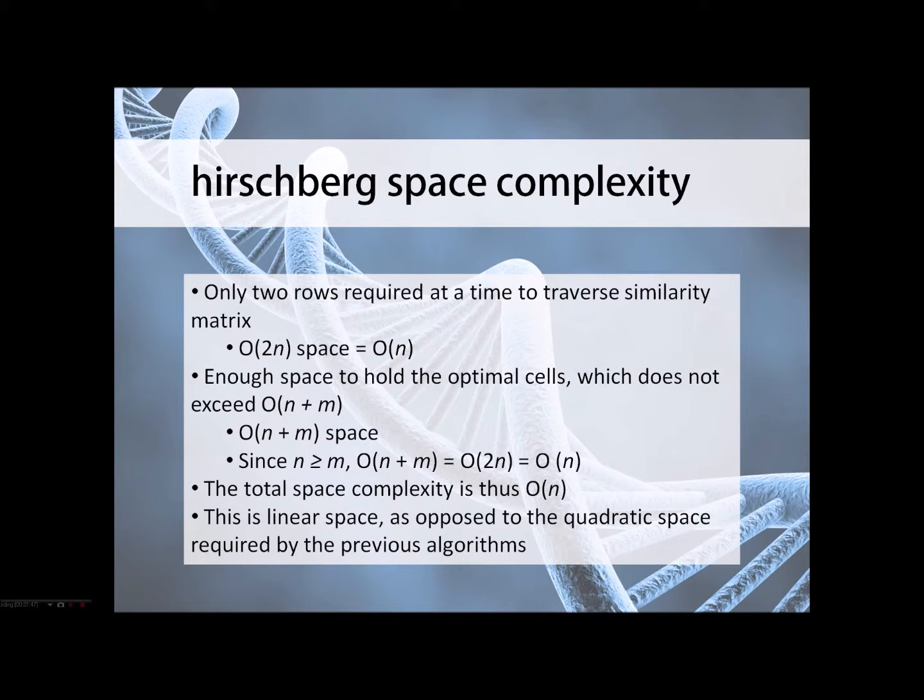The space complexity of the Hirschberg algorithm is where it shines over the previous 2 algorithms. Because only 2 rows are being worked on at once, we only need O of 2 times n space, which is just n. We also need to hold the optimal cells, but this does not exceed n plus m size. And assuming that n is greater than m, this leaves us with O of 2 times n, which is again just O of n. So the total space complexity is just O of n. This is linear space, as opposed to the quadratic space required by the previous 2 algorithms.